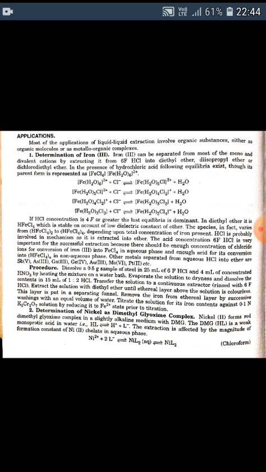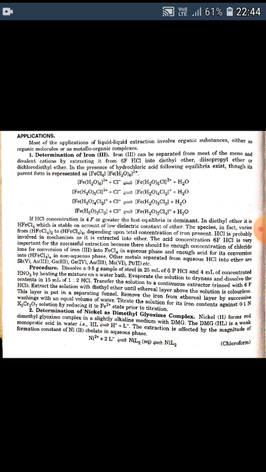In the presence of hydrochloric acid, the following equilibria exist, though its parent form is represented as FeCl4, Fe(H2O)6 3+. If HCl concentration is 4F or greater, the last equilibrium, which is Fe(H2O)3Cl3 plus Cl minus, under reversible conditions gives Fe(H2O)2Cl4 minus plus H2O, which is dominant. In diethyl ether, it is HFeCl4 which is stable on account of the low dielectric constant of ether.